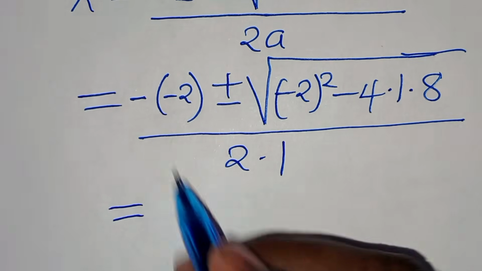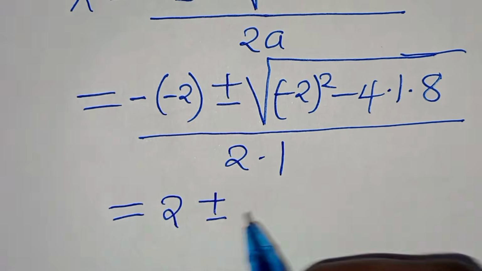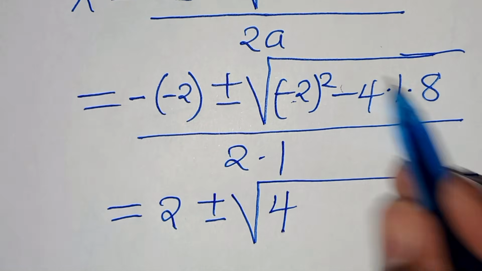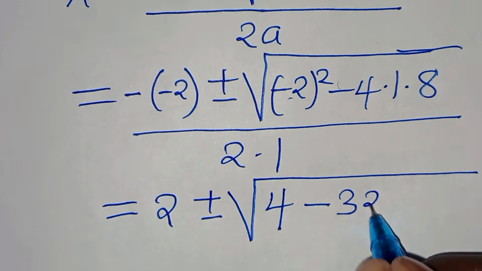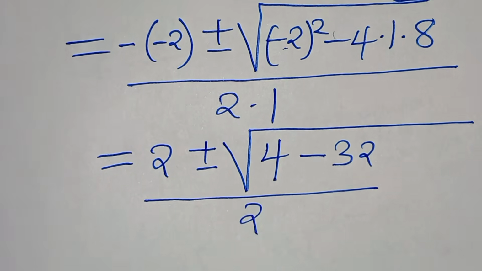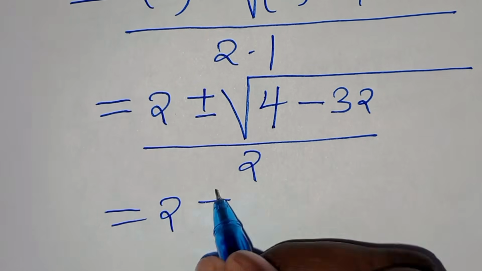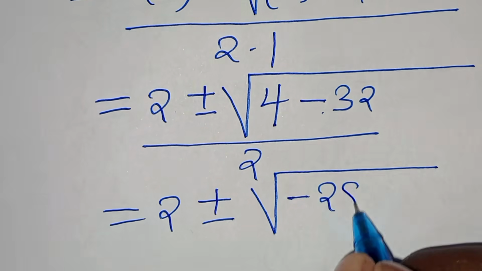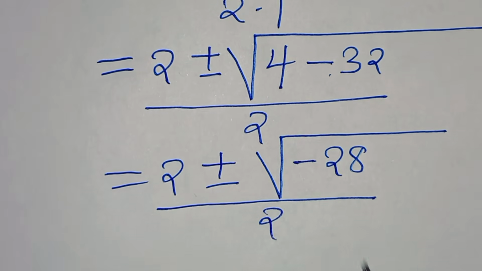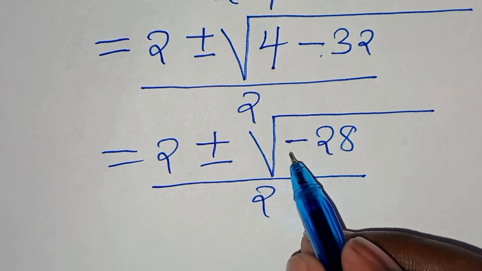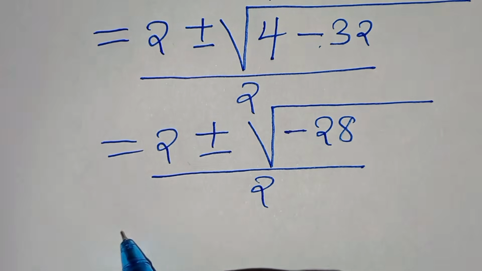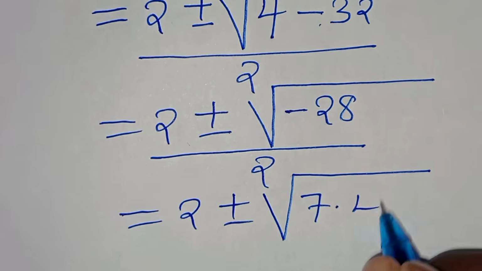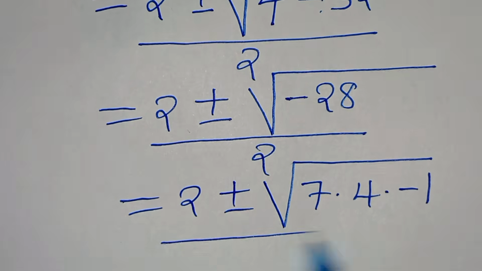So this is equal to minus times minus 2, this is 2, plus or minus the square root of minus 2 to the power of 2, this is 4, minus 4 times 8, this is minus 32, everything divided by 2. So we have 2 plus or minus the square root of 4 minus 32, this is minus 28, divided by 2. We can express the square root of minus 28 as the same thing as 2 plus or minus the square root of 7 times 4 times minus 1, everything divided by 2.